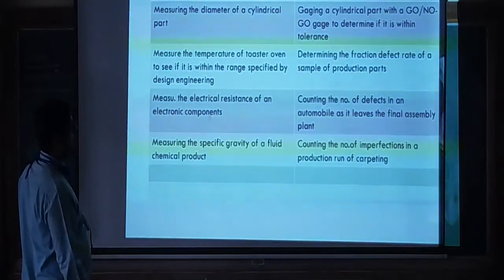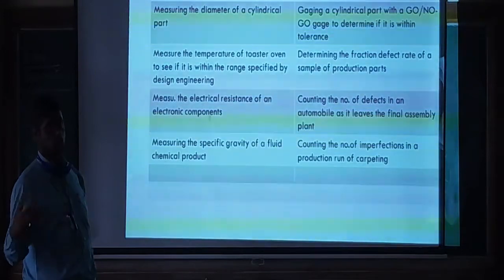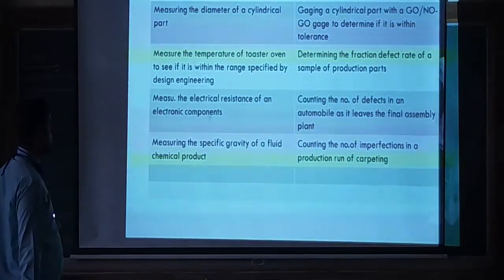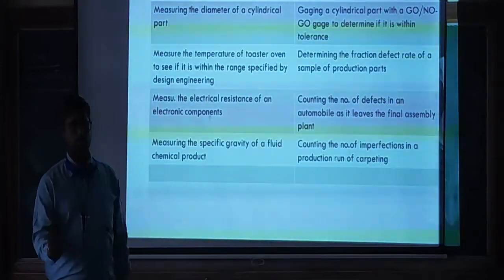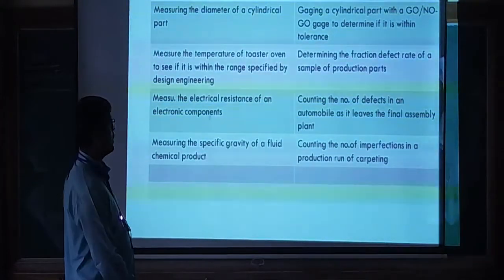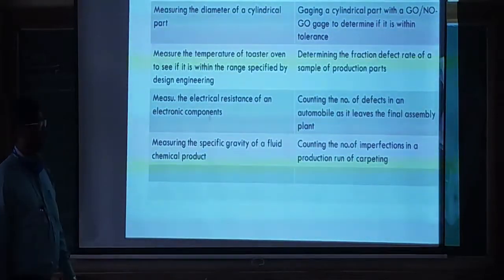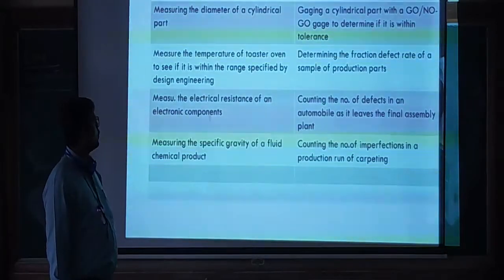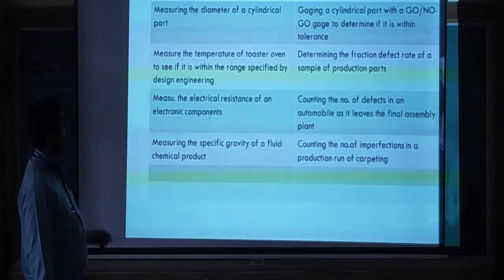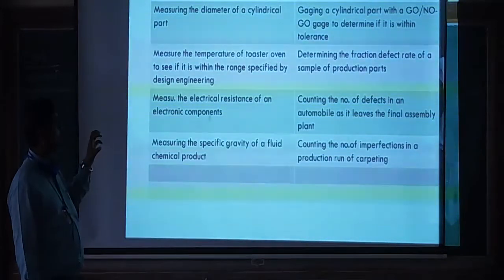Gauging is required to determine whether it is within that tolerance limit or not. If a 0 to 50 micron tolerance is given for the part, we use the go and no go gauge to determine whether it is within the limit or not. The second example: measure the temperature of a toaster oven to see if it is within the range specified by the design engineering.